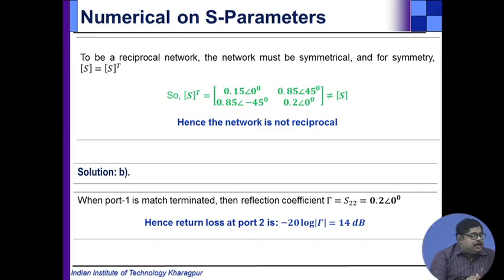Then port 1 is match terminated. Port 1 is match terminated. So, we know that the return loss at port 2 is the same as S22, S22 is pointing to this. So, return loss is a scalar quantity. That is minus 20 log of the reflection coefficient magnitude, and that turns out to be 14 dB. So, port 2 return loss will be 14 dB when port 1 is match terminated. That is solution B, pretty simple.